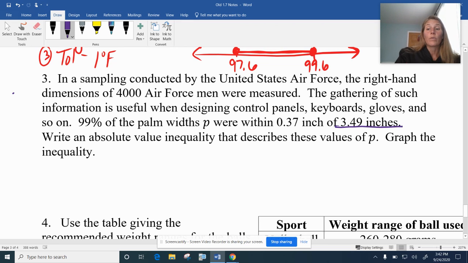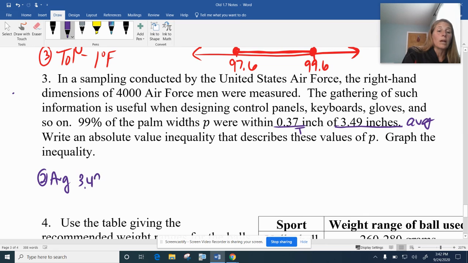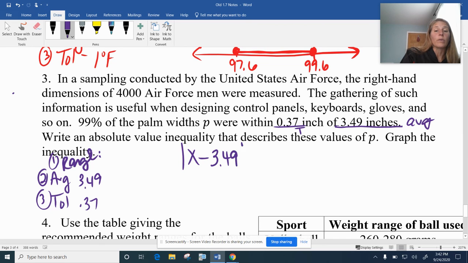So the 3.49 is the average. The 0.37 inch is the tolerance, because that was like that little deviation there. So we know that the average was 3.49. We know the tolerance was 0.37, and then we want to find the range. Okay, so x minus the average, which is 3.49, has to be less than or equal to 0.37.